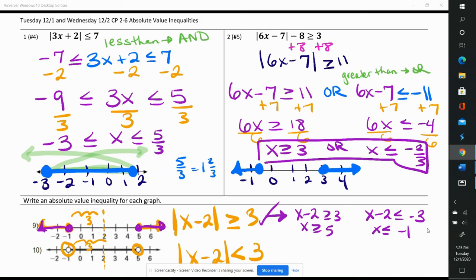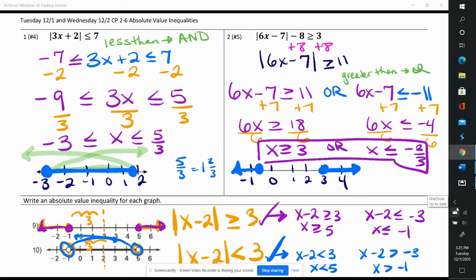Let's check the next one. So flip the inequality symbol, make that value negative. So we have x is less than 5 and x is greater than negative 1. So that matches because we have the shading as the overlap. So both of these inequalities check out. So we know we wrote the correct absolute value inequality to match that particular graph.